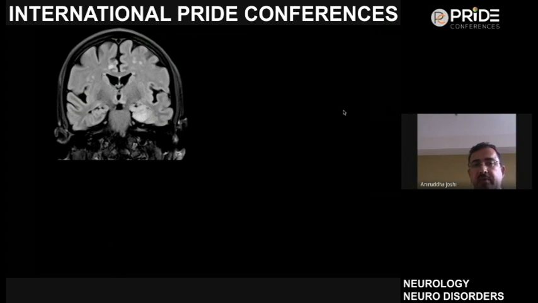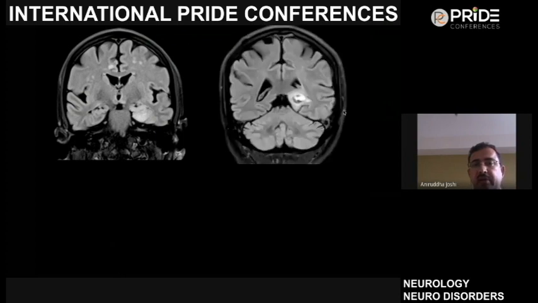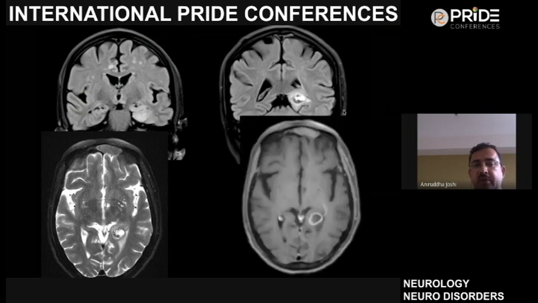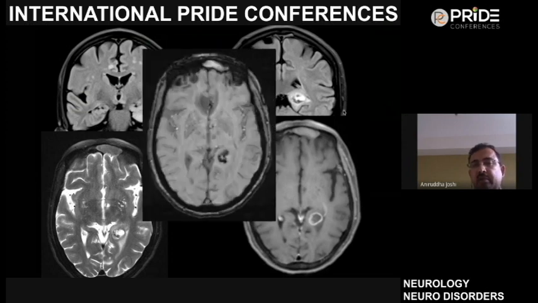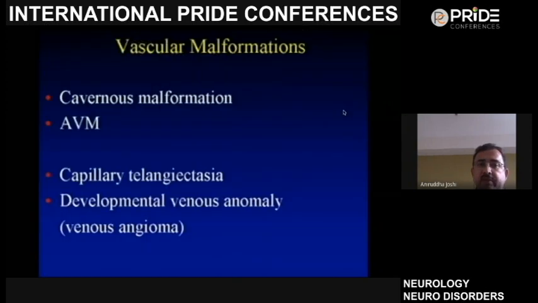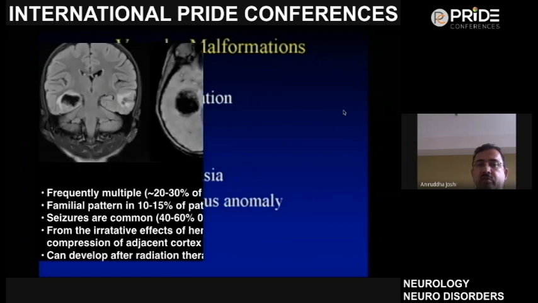Again, a similar case which is having similar signal intensity, but there is some cystic appearance in the left hippocampus, and there is a peripheral enhancement with mild perilesional edema. On SWI imaging, there is a susceptibility, blooming artifacts are seen. So most probably this is a vascular structure like cavernomas. So we found vascular malformation, cavernous malformations, AVM, capillary telangiectasia and developmental venous anomalies like venous angiomas.